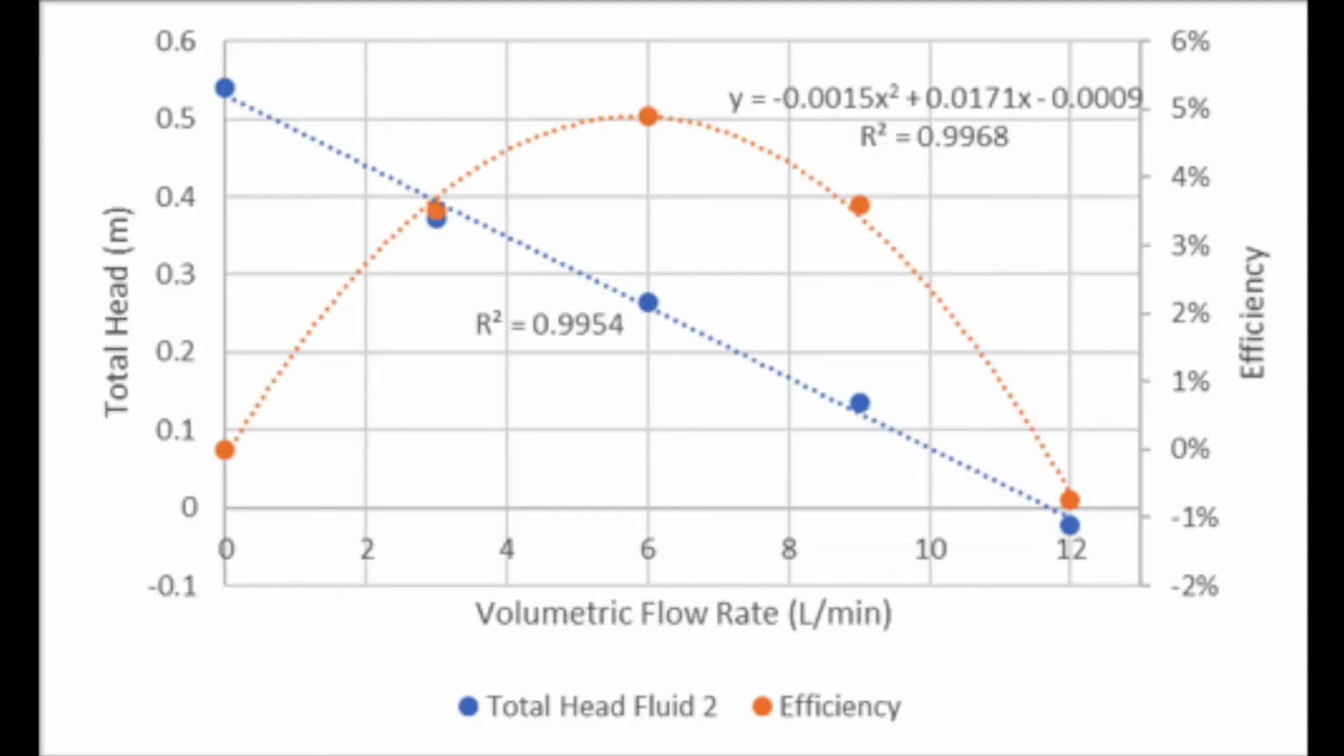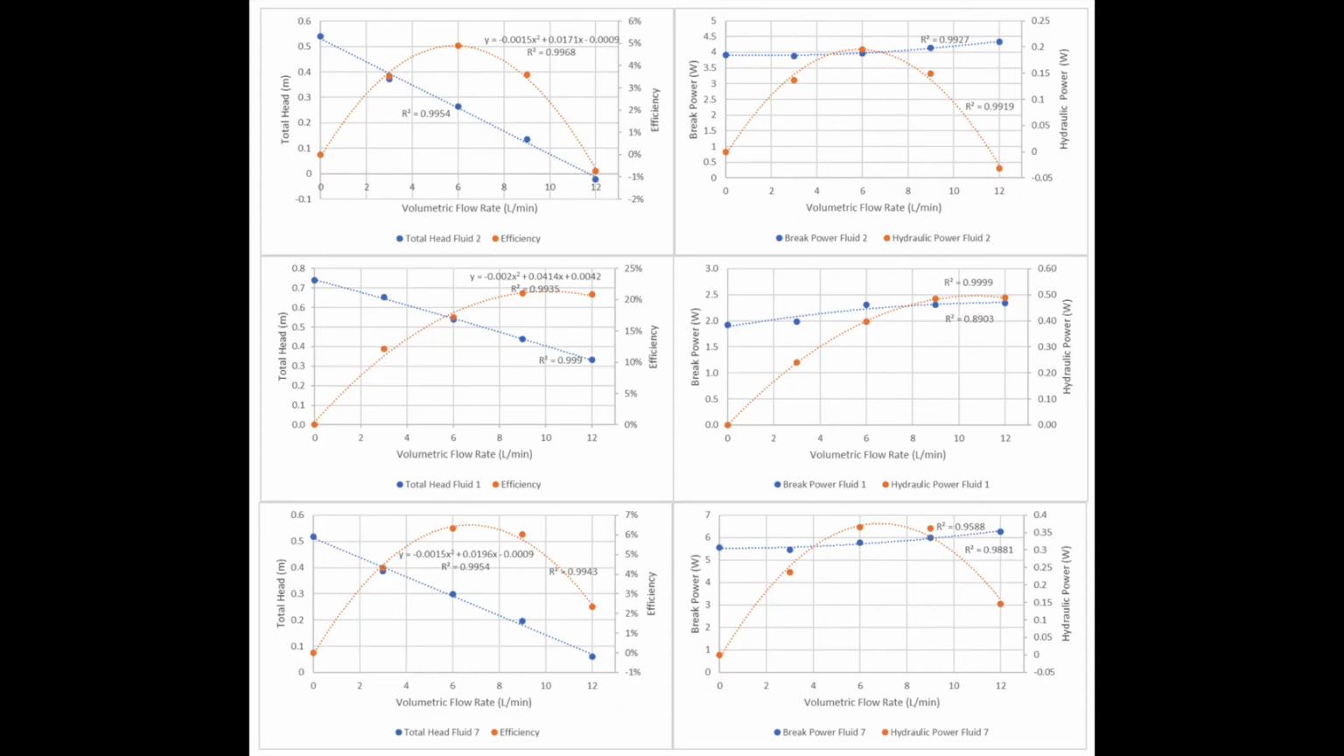Also, in the graph of the total head of fluid 2, a negative head can be observed. This could be explained by the high viscosity, which exerts a force over the impeller bigger than the one the impeller applies on the fluid. On the other side, it can be seen that the brake power also has a linear tendency and the hydraulic power has a parabolic tendency.